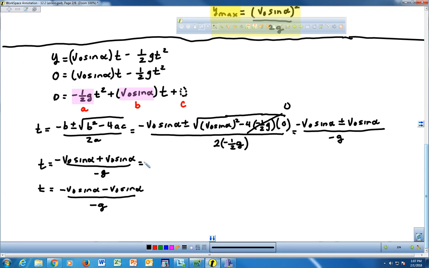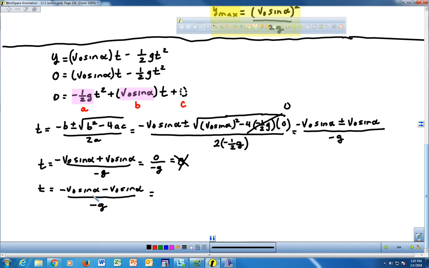Look at the first case. Negative v sub 0 sine of alpha plus the initial velocity sine of alpha is going to be 0 divided by negative g, which is 0. What does this tell us? This is the time at which the projectile was launched, which is at 0 seconds. We're not interested in that. We're interested in when it hits the ground, the time that it hits the ground. So that's going to be given by this one.